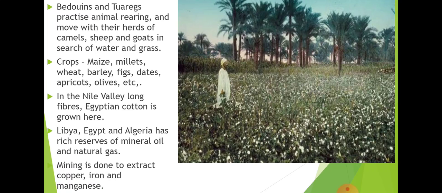Bedouins and Tuaregs practice animal rearing and move with their herds of camel, sheep, and goats in search of water and grass. So basically, the nomadic people, those who move from one place to another, always carry their animals like camel, sheep, goat. Why do they do this? They travel from one place to another, and they carry those animals.